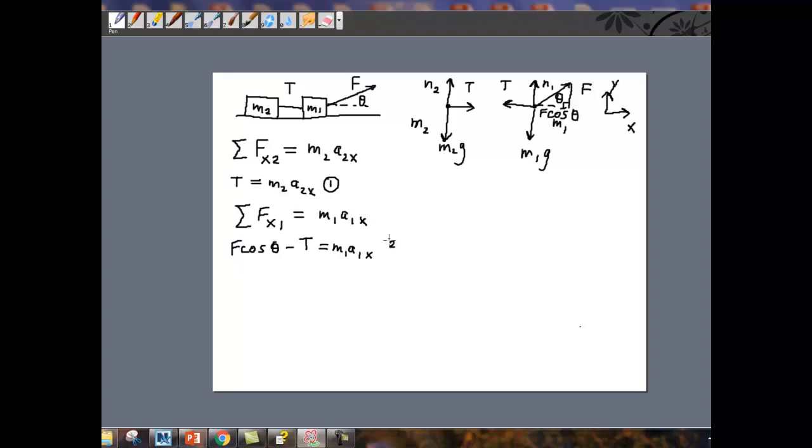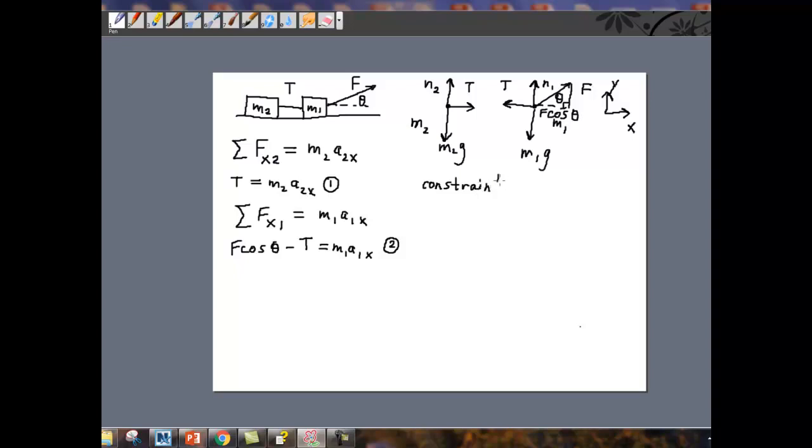Now, for the purpose of this problem, F and theta and the masses are all considered given quantities, so they can appear in our answers. But let me look at the equations here and count equations and unknowns. I've got 2 equations, but I have A1X as an unknown, A2X as an unknown, and T as an unknown. So I have 3 unknowns, but only 2 equations. And that's why I need one more equation, and you've probably guessed what this should be.